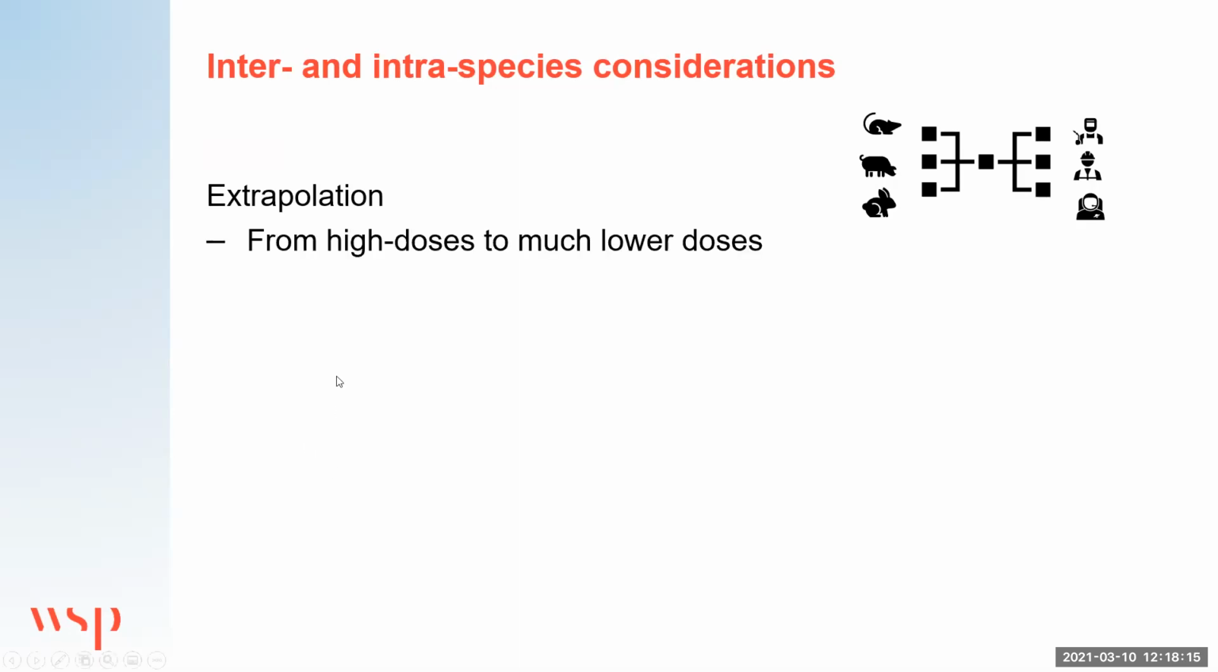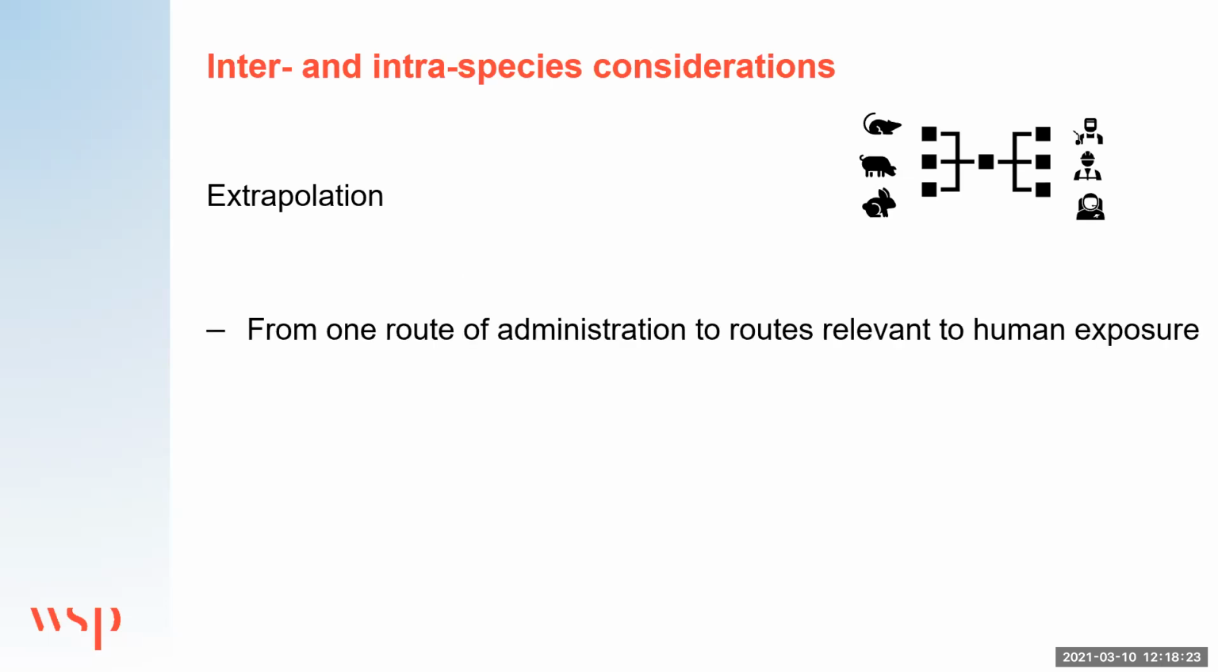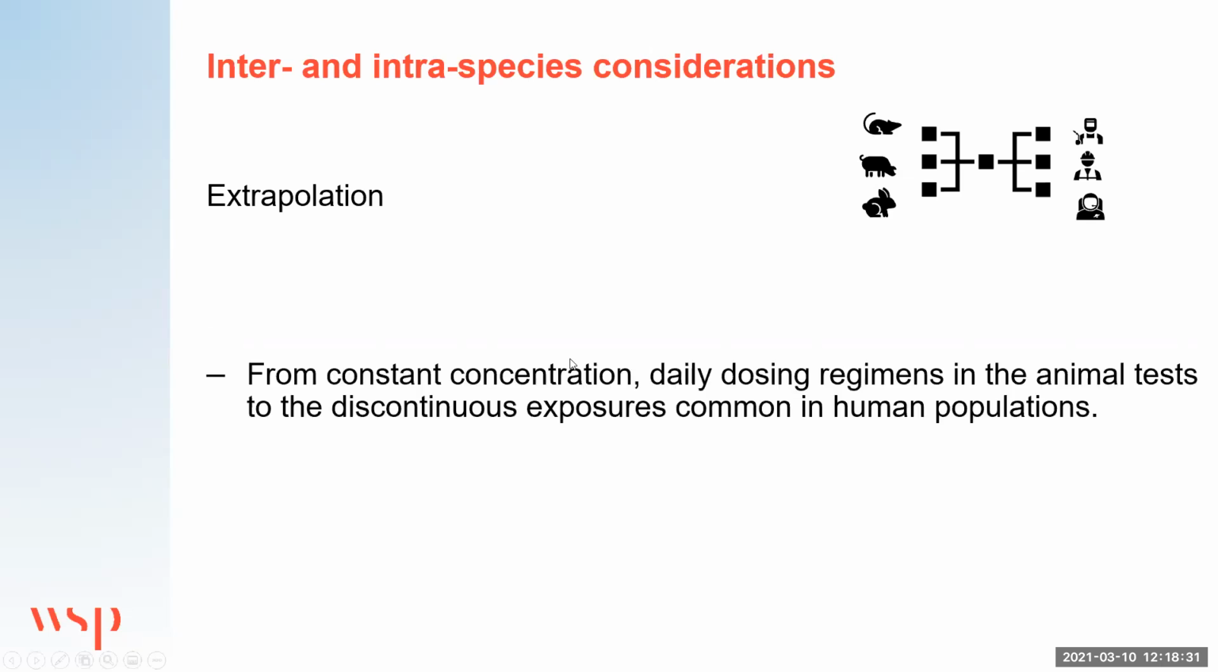So some of the extrapolations are from high dose to low dose, from the test species type to humans, from one route of administration to routes that are relevant to human exposure. Usually with the animal studies, they're receiving constant concentration, daily dosing regimes in the animal tests, and we need to extrapolate that to the discontinuous type of exposures that are common in human populations. We're not getting specific doses at every point in a day, etc.